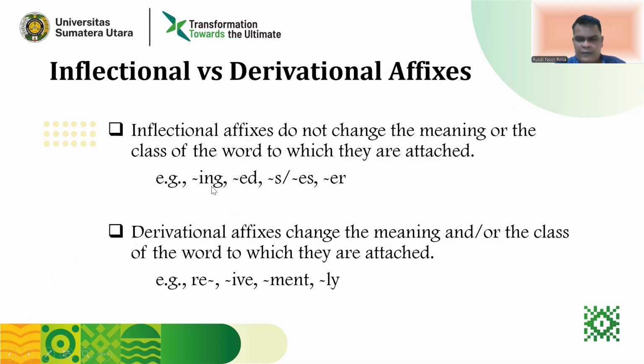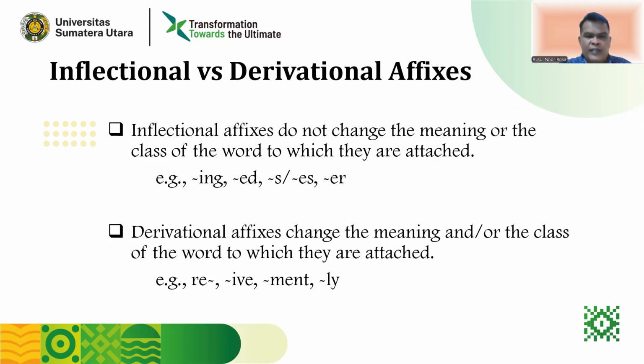For example, ing. When we have a sentence, for example, I am play, you can see here that play in this context is grammatically incorrect. Therefore, in order to make it correct, we need the inflectional affix ing. Why? Because the verb is located after to be. Therefore, we have to build a new word, that is playing.